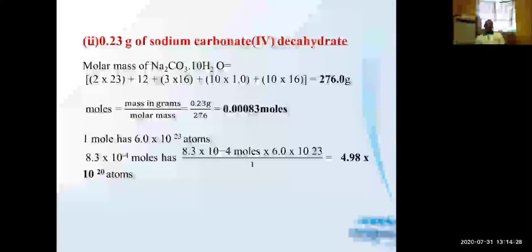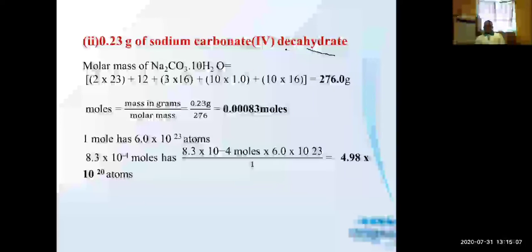You can also check this. Another one: calculate the number of atoms present in 0.23 grams of sodium carbonate dehydrate. Dehydrated means there is no water of crystallization. No, sorry, not dehydrated. It is 0.23 grams of sodium carbonate decahydrate, to mean it is hydrated, from this word.